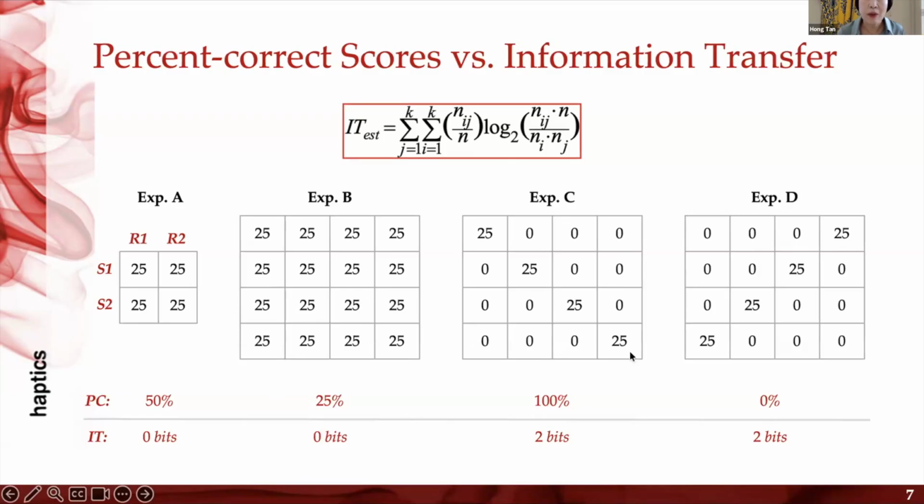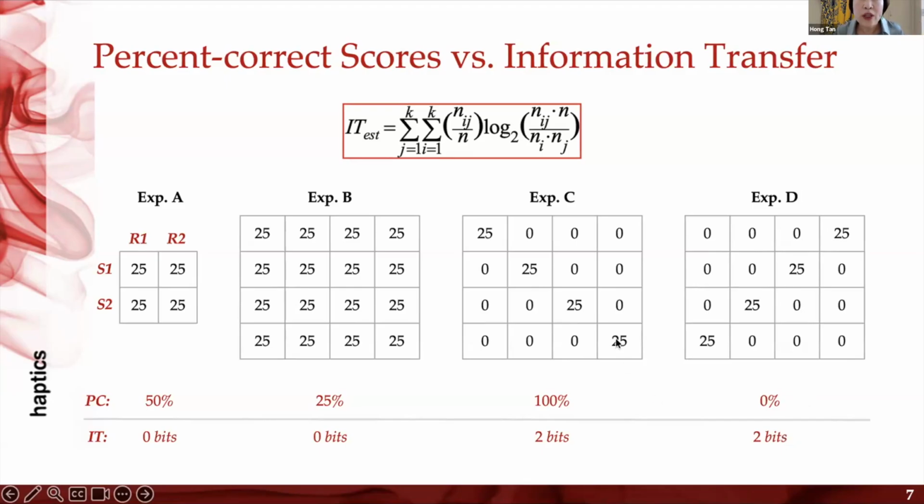But if you look at experiment C and D, you can see in experiment C, the participant is perfect. So it's 100% correct. In experiment D, the subject doesn't get anything right. The main diagonal is all zero. So the subject is 0% correct. But in terms of information transfer, both come out to be 2 bits. So 2 raised to the power of 2 bits is 4 alternatives, right? We had a formula before.